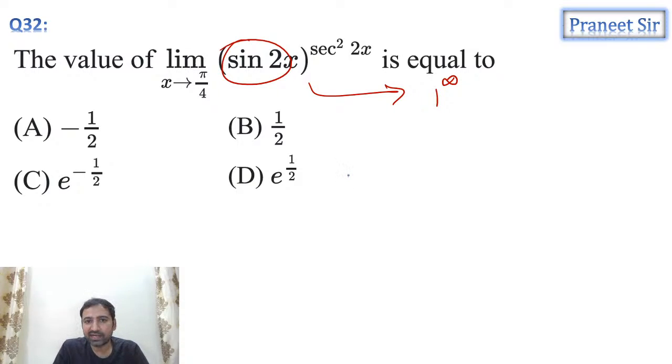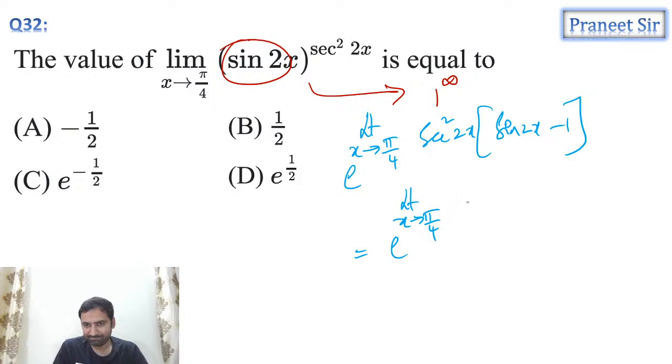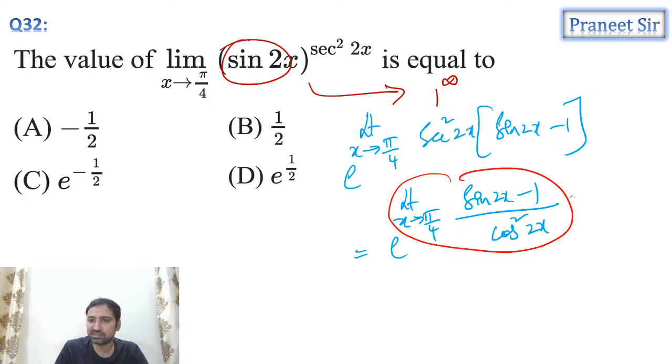If you use that formula, what we get is e power limit x tending to pi by 4, secant square 2x into (sine 2x minus 1). Can I say it like this? Let's convert it into limit x tending to pi by 4. Can I write it as (sine 2x minus 1) by cos square 2x? Are we getting 0 by 0? This entire part is coming like 0 by 0. Yes, we're getting 0 by 0.